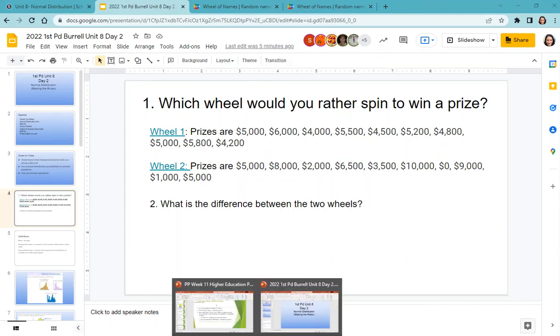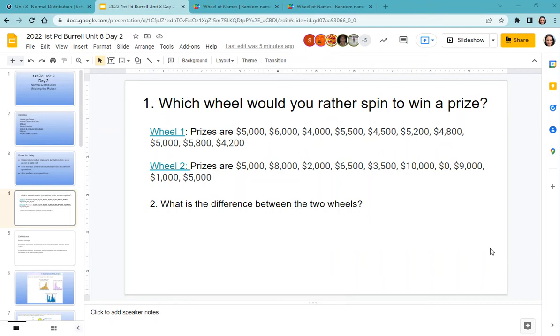Okay, so let's have you raise your hand if you chose wheel 1. Raise your hand if wheel 1 was the one you wanted to spin. I see 1, 2, 3, 4, 5 hands. Okay, good. Raise your hand if you chose wheel 2. 1, 2, 3, 4 hands for wheel 2. Okay, what is the difference between the two wheels? Who can raise their hand and explain?